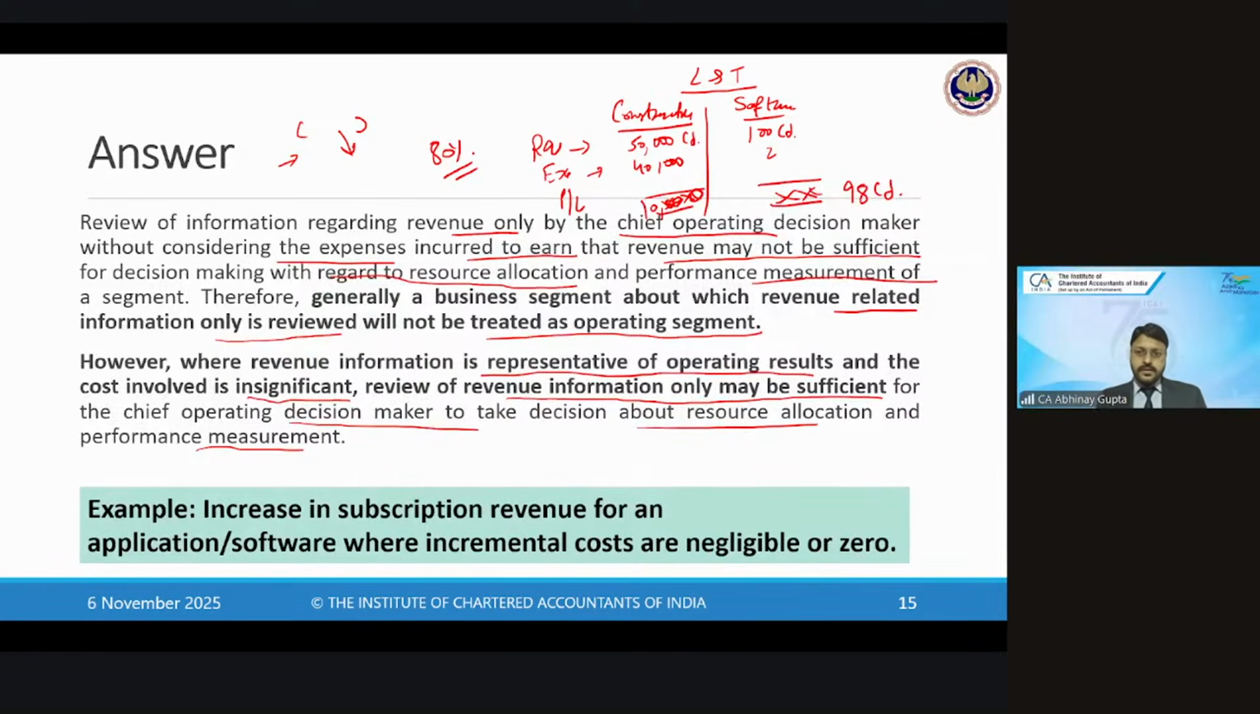Even though in this question the financial information is not available, my question is: without expense information and without the profit and loss information for the software business, where the key performance driver is only the subscription, that is the revenue model, is that enough for the CODM to review? Or because expense or P&L information is not available or reviewed, will you say no, software is not an operating segment?